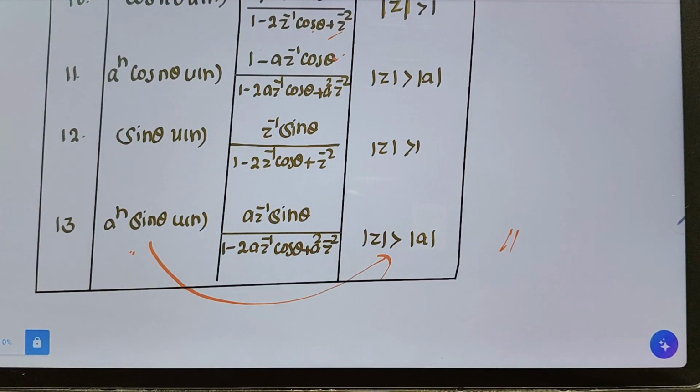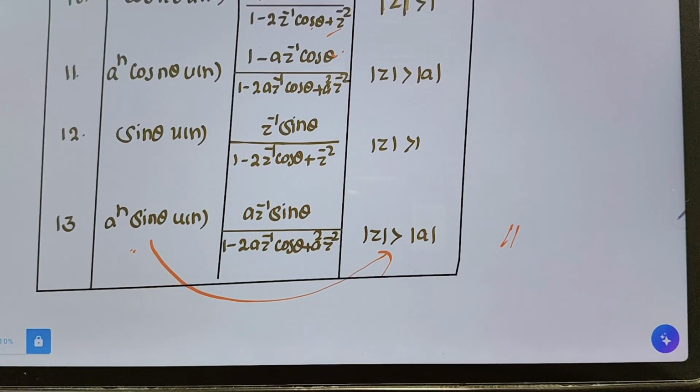That's all about the Z transform and ROC concept. For the next video, see about Z transform problems.